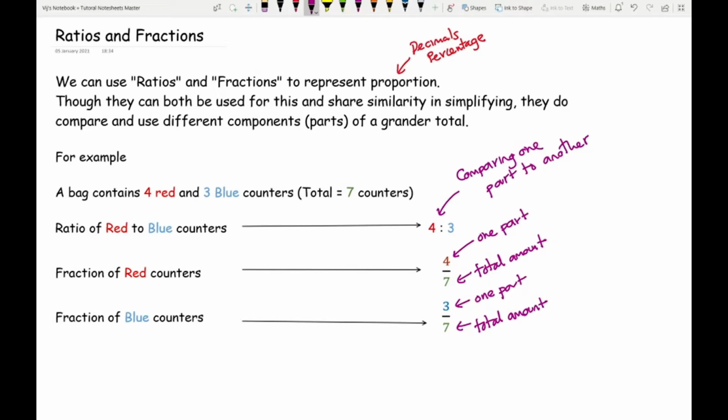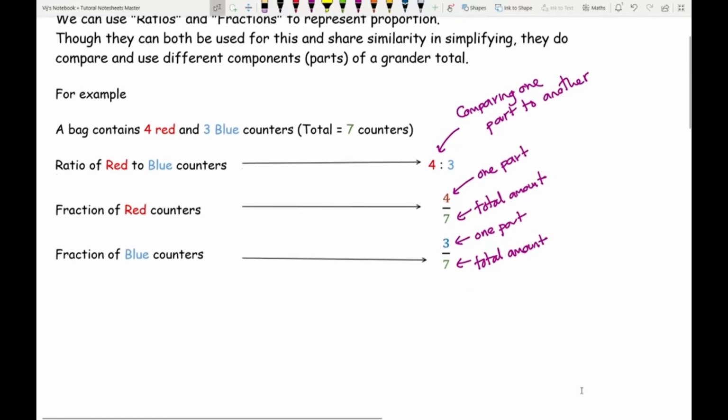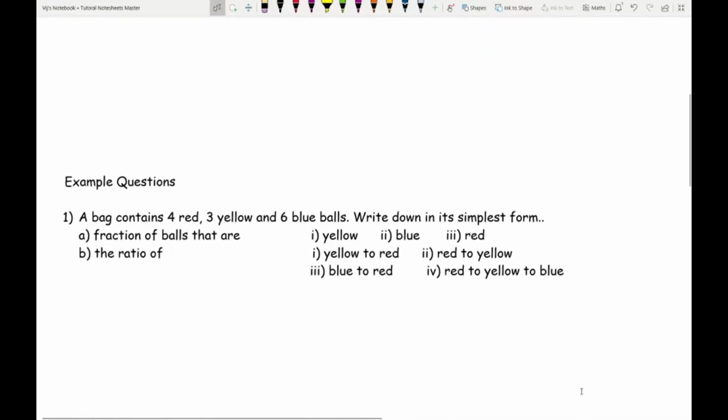But when writing things as a proportion, there's no guarantee that the total amount is always going to be the denominator. There's no guarantee the total is going to be the addition of all the parts of the ratio, which you may have come across in how we work out amounts of a ratio. So let's have a look at an example.